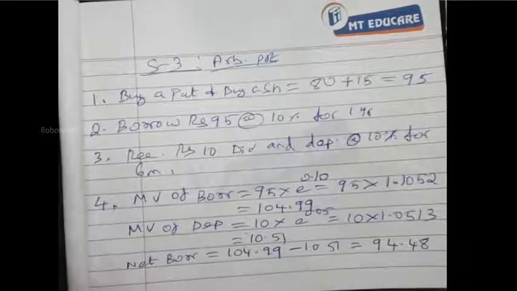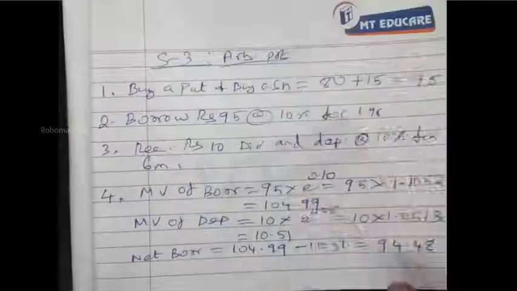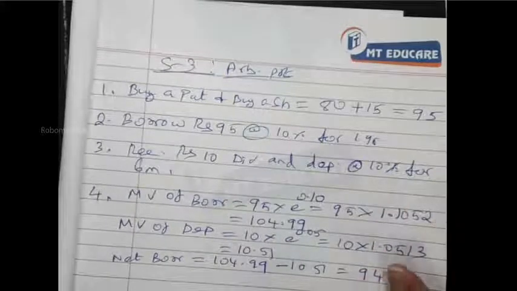So what is 4.99? It is nothing but the difference between the minimum value and actual value of put. Bracket, how is it here? 19.99 minus 15.